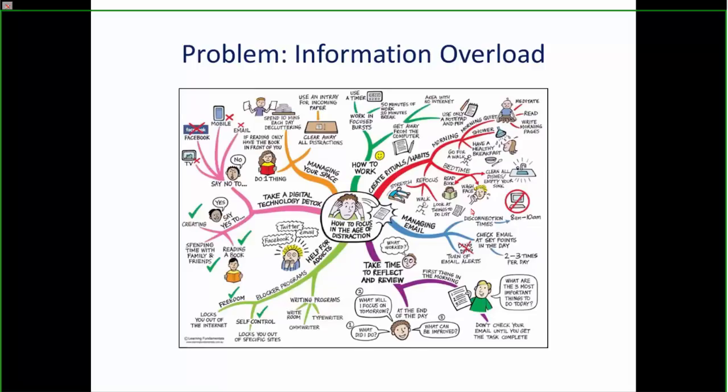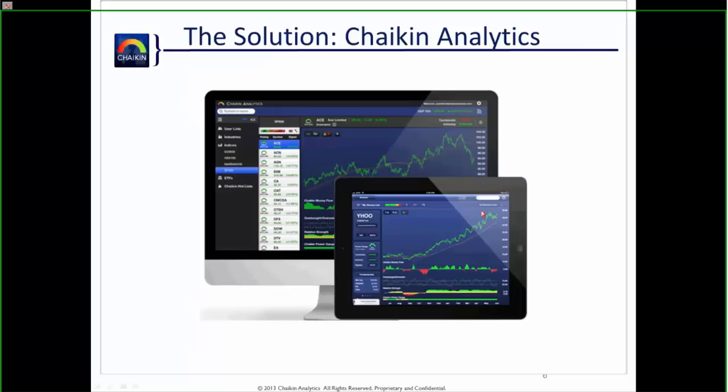When you add all this up, and I know many of you were away for the Labor Day weekend, if you just look at your email inbox today, you know what a problem it is to stay focused in the age of distraction. That's what I call this era of information overload. So in order to make people more successful trading and investing, we've got to solve the information overload problem. And for us, the solution is Chaikin Analytics for both iPad and desktop.